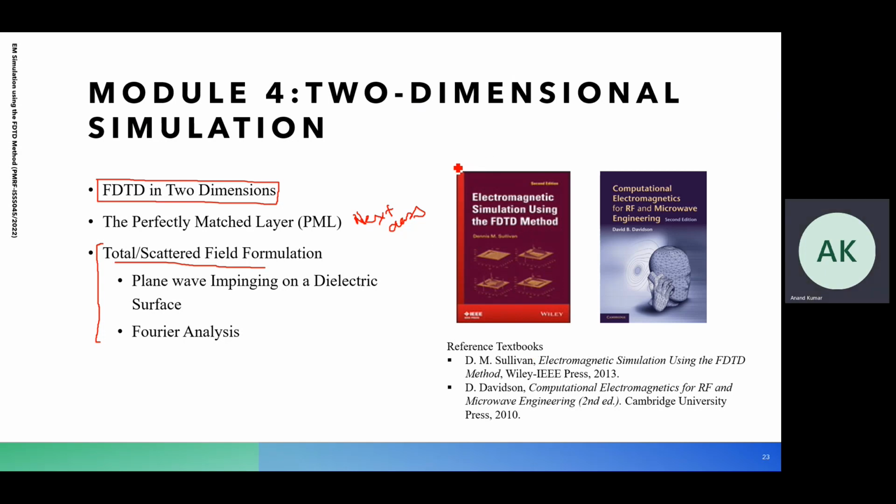The codes for today's class have been taken from this book. Both these books have the FDTD formulation for 2D and 3D. But for keeping the continuity, I'm using this book by Sullivan. You can also refer to the book by Davidson.